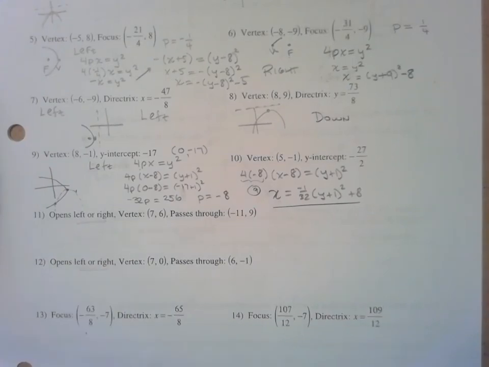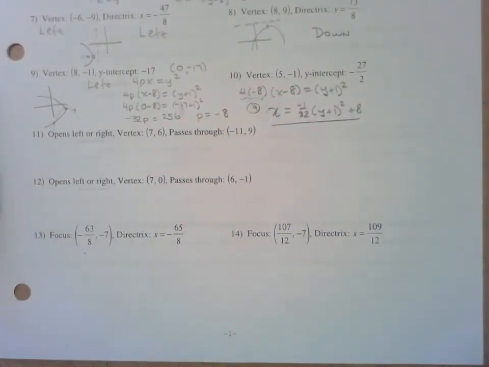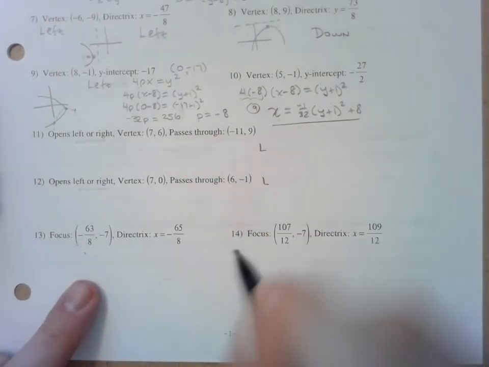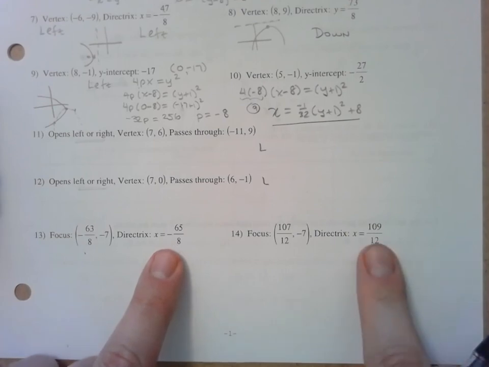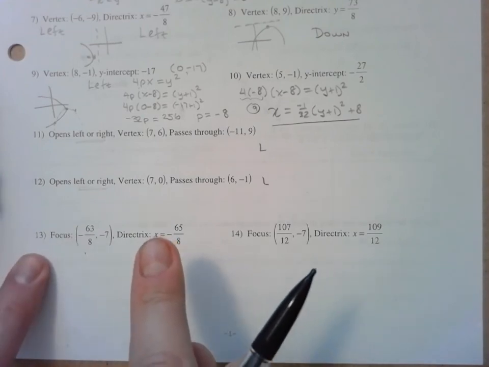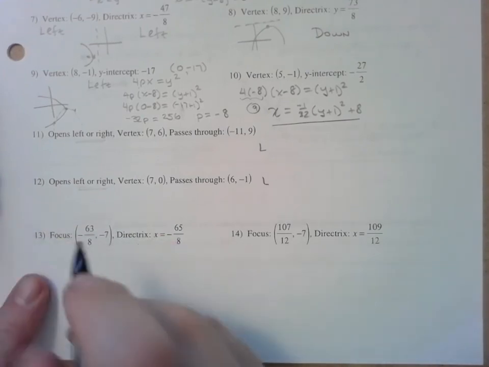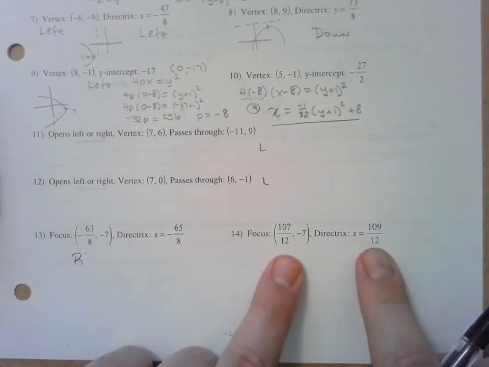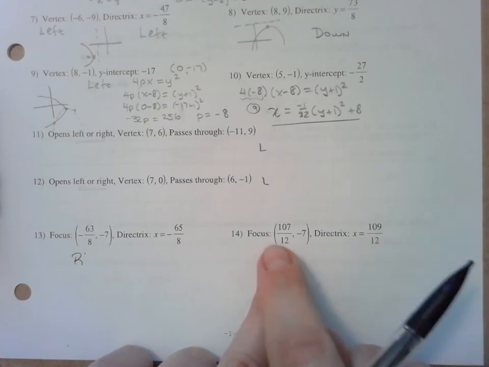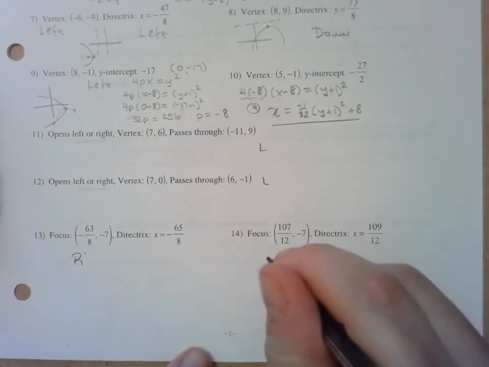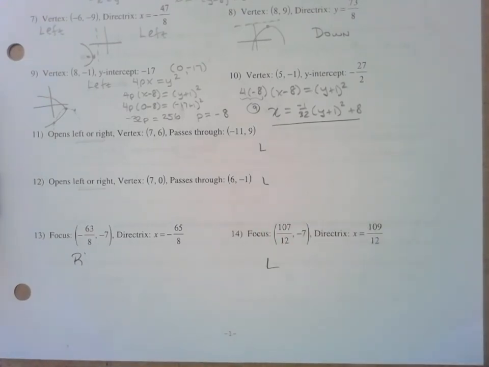The others like 11 and 12, they tell you which direction it opens. I will reveal to you that both of these will open to the left. Question 13 and question 14 have a vertical directrix, which means left or right. And depending on what side the directrix is compared to the focus, like in this case the directrix is to the left of the focus, which means it will open to the right. In this case, the directrix is to the right of the focus, which means that this parabola is opening to the left. So this is our last page of practice.